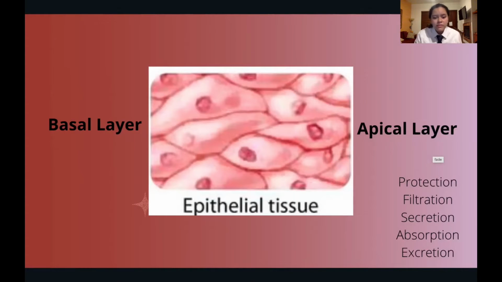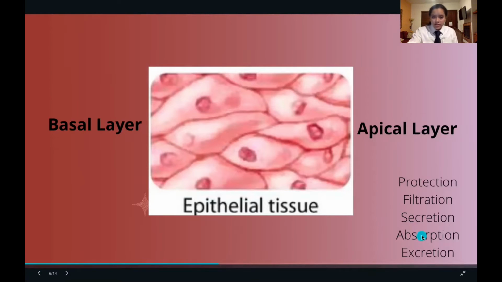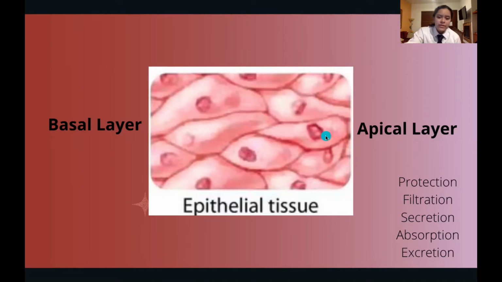So first of all, we have the epithelial tissue or the epithelium. In these, the cells are tightly together to form layers, one after another. The main functions of the epithelial tissues are to protect, to filtrate, to secrete, to absorb, and to excrete. And here we can see that we have many layers. The apical layer refers to the upper layers, and the basal layer to the lower layers.